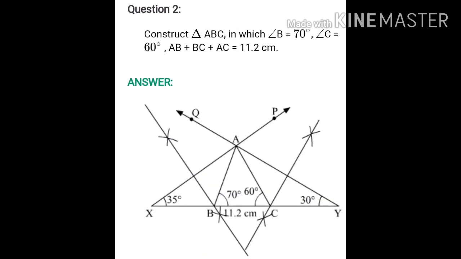Question number 2 is construct triangle ABC in which angle B is 70 degree, angle C is 60 degree, AB plus BC plus AC is 11.2 centimeter. That is, perimeter is 11.2 centimeter. See the figure. This question is based on practice set 4.3. This question is also homework for you. See the steps of practice set 4.3 and do this construction. You can do it. It's easy. Okay.